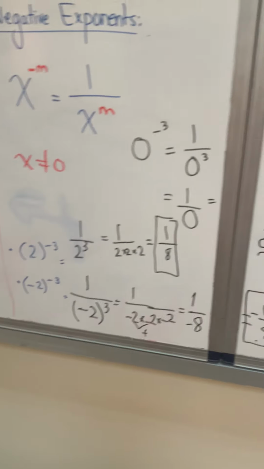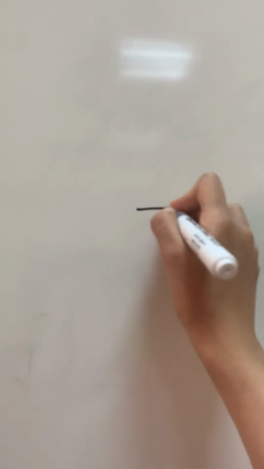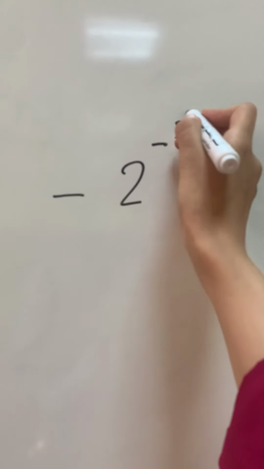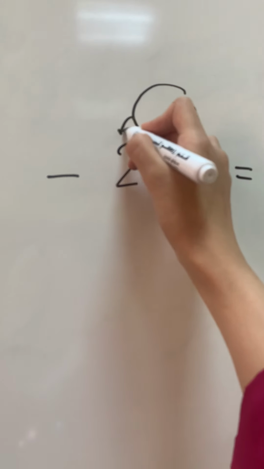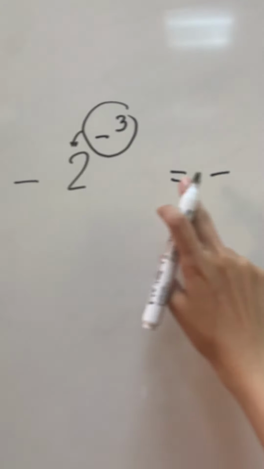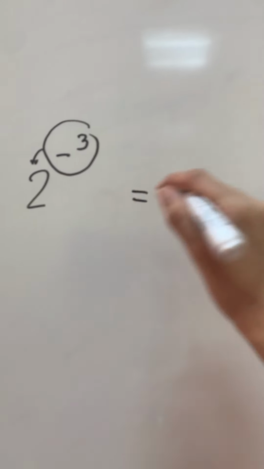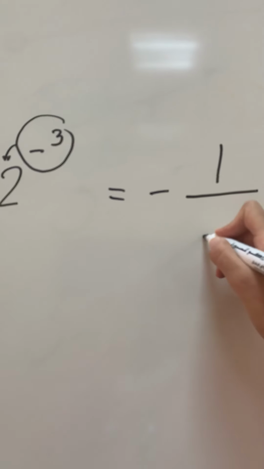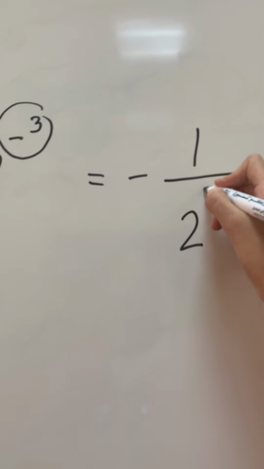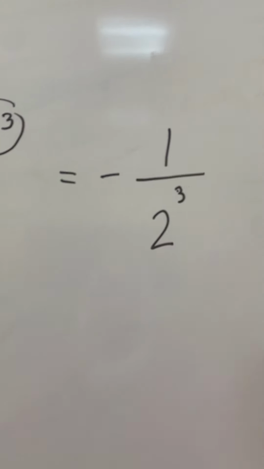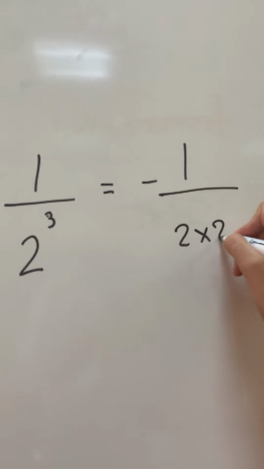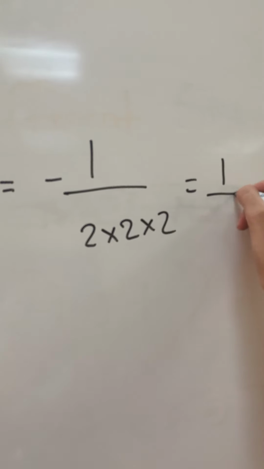But suppose I have this example now. Minus 2 raised to the power minus 3. So here, this exponent is only for the 2. So I keep the minus outside. I don't work with it, this minus. I copy it. Then what's 2 raised to the power minus 3? It's 1 over 2. X is 2 and m is minus 3, so it becomes 3. So it's equal to minus 1 over 2 times 2 times 2, which is equal to minus 1 over 8.